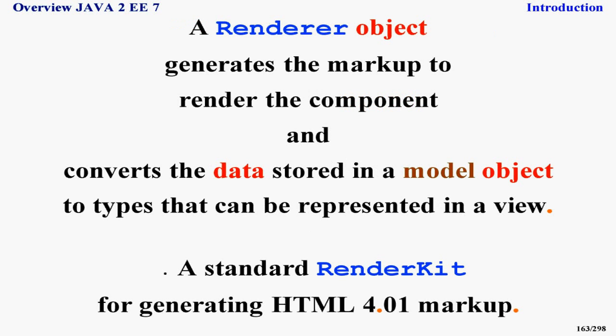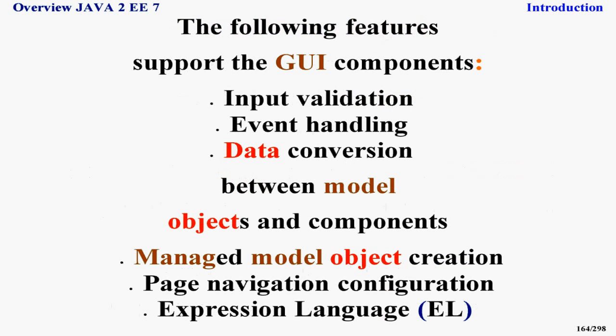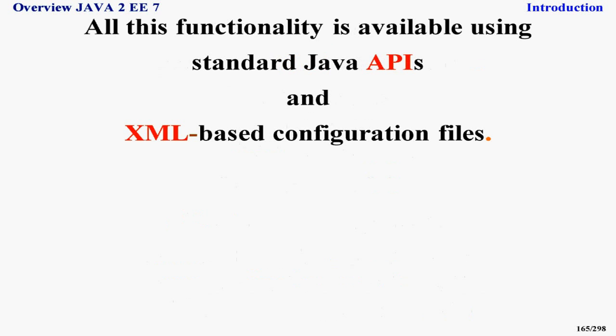HTML4 markup. The following features support the GUI components: input validation, event handling, data conversion between model objects and components, managed model object creation, page navigation configuration, expression language (EL). All this functionality is available using standard Java APIs and XML-based configuration files.